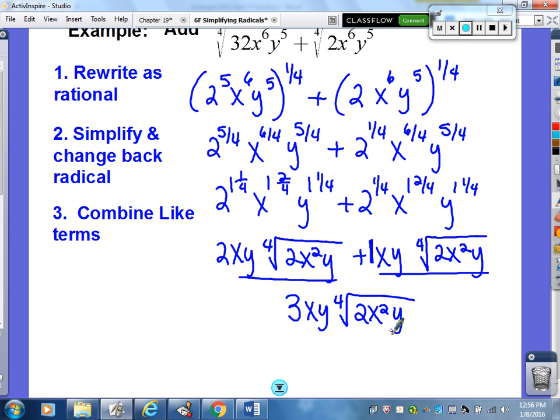It's just like adding terms like 2x plus 1x. We just have a lot more, our variable terms are just a lot more complicated now. So this is our final answer, and your final answer needs to be in simplified form.